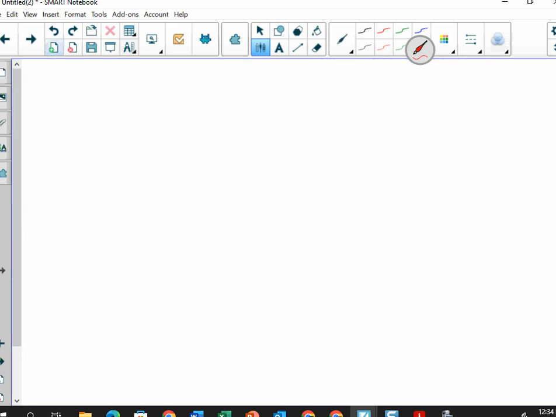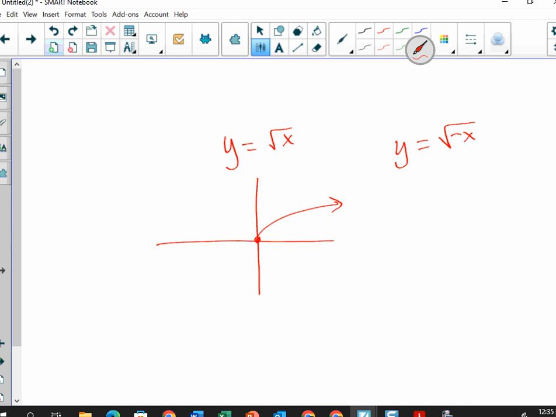Just like the parent graph, if I said graph square root of x, you would do that. This is saying square root of negative x. What does a negative in with an x do as far as graphical transformations? Over. Yeah, so this graph is going this way. That's what you're graphing. There is nothing on the right side of it.